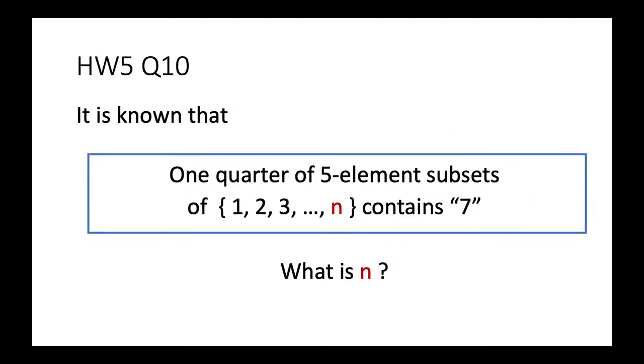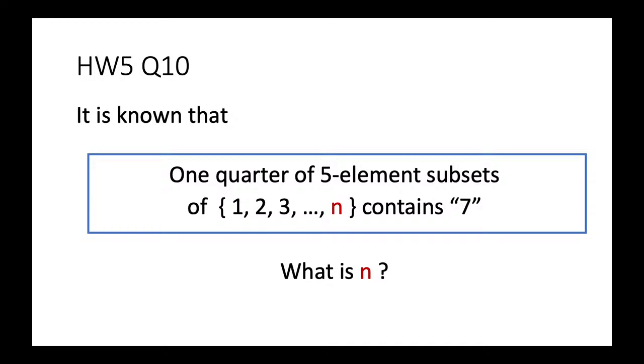Okay, the next question is a counting problem. We have this information. We know that a quarter of the 5 element subsets of 1, 2, 3, 4, 5, 6 up to n contains 7. So we want to find out what is the value of n. Among all the 5 element subsets, there are going to be n choose 5 of them. We know that 1/4 of all these subsets will contain 7 as an element.